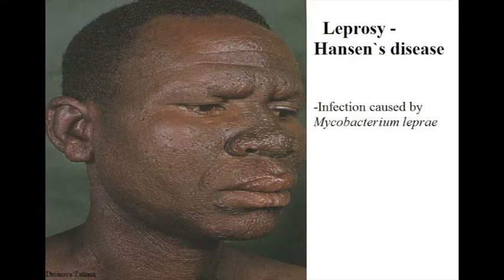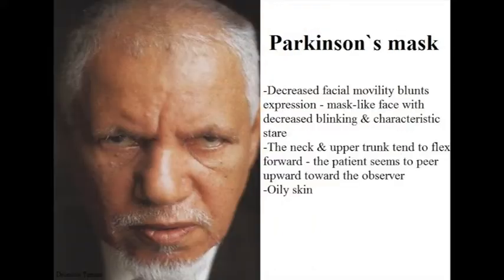Leprosy. Face of the patient in Hansen's disease. Notice the loss of the eyebrows and the nodules in the cheeks, nose, and ears, as well as in the eyebrows. Parkinson's disease. Face of the patients in Parkinson's disease shows decreased facial mobility, blunt expression, mask-like face with decreased blinking and characteristic stare. The neck and upper trunk tend to flex forward. The patient seems to peer upward toward the observer.